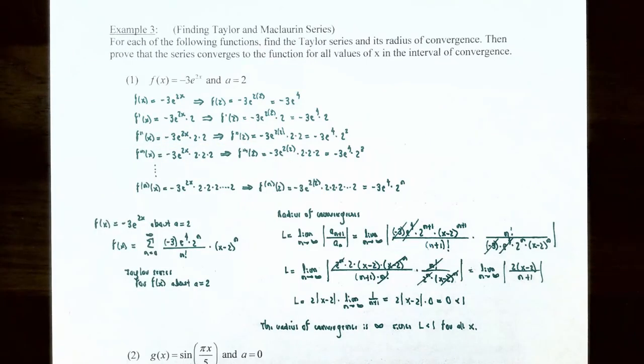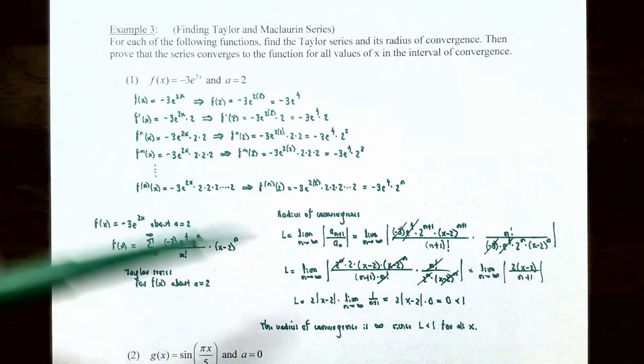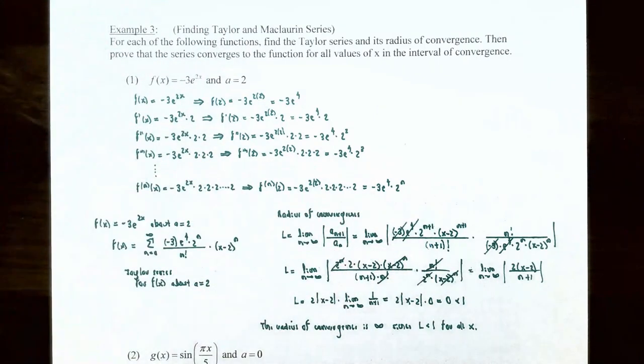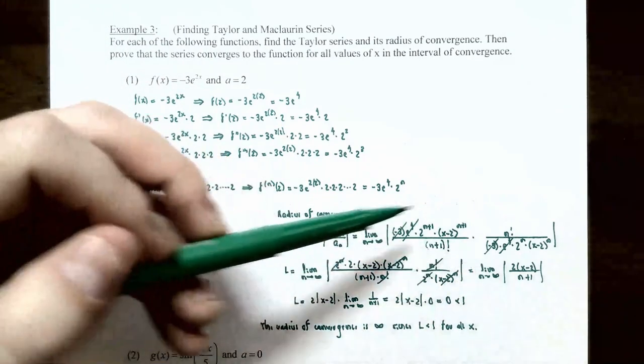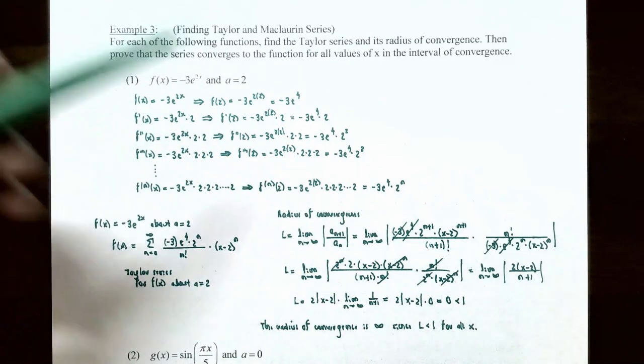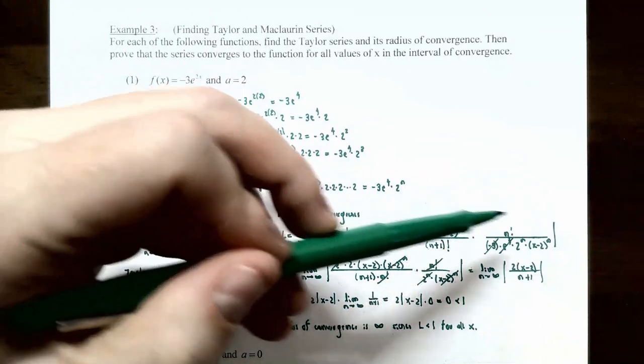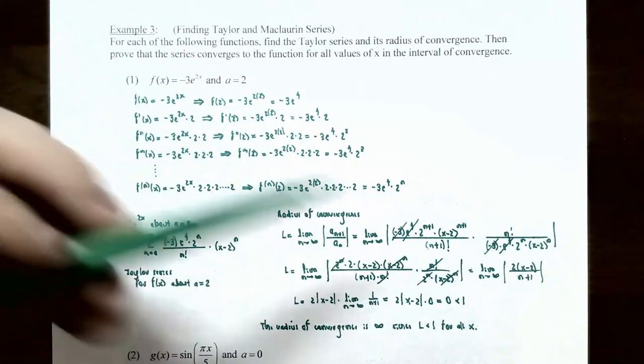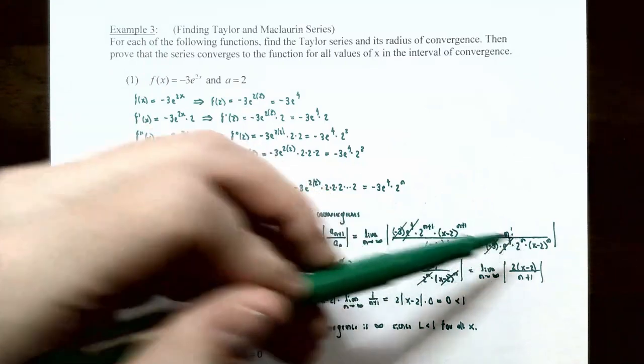And so we need to simplify what's inside the absolute value to find out what is this limit. So the limit as n approaches infinity, absolute value, we have e to the fourth in the top and the bottom of the fraction. We also have a negative 3 in the top and the bottom. They'll all cancel out. But then we also have x minus 2 to the n plus 1 divided by x minus 2 to the n. That means you'll have an x minus 2 left over. You also have 2 to the n plus 1 divided by 2 to the n. That means you'll have a 2 left over.